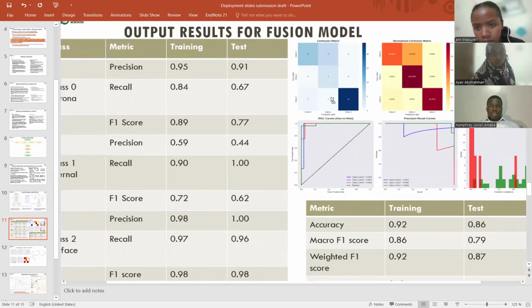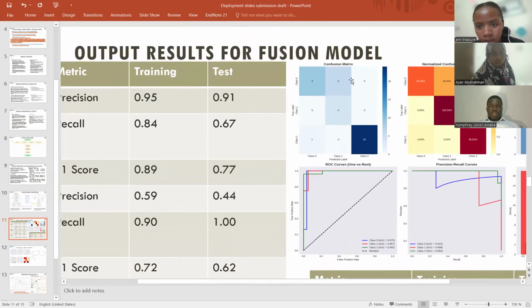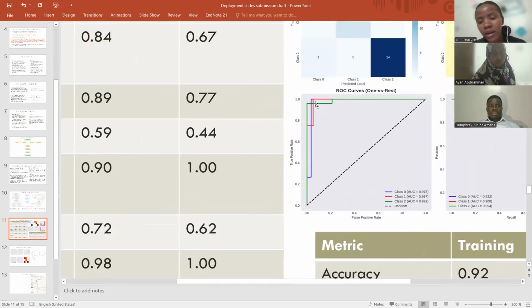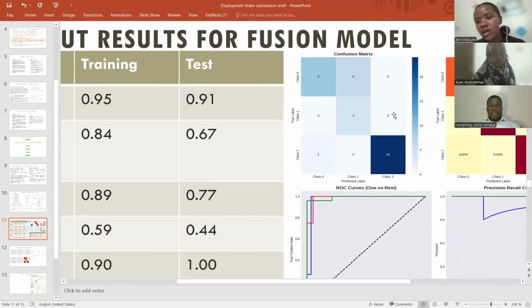I'm going to zoom in. There's a bit of confusion between class 1 and class 2, confusion between internal and the corona discharge, whereby you find six mislabeled classes, and a little bit of confusion, whereby we found that only one surface discharge class was labeled as corona. But here we see there is a bigger confusion between corona and internal.